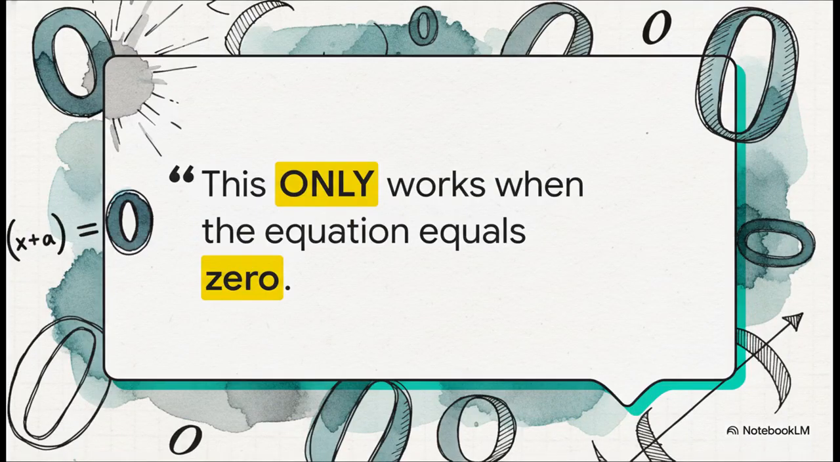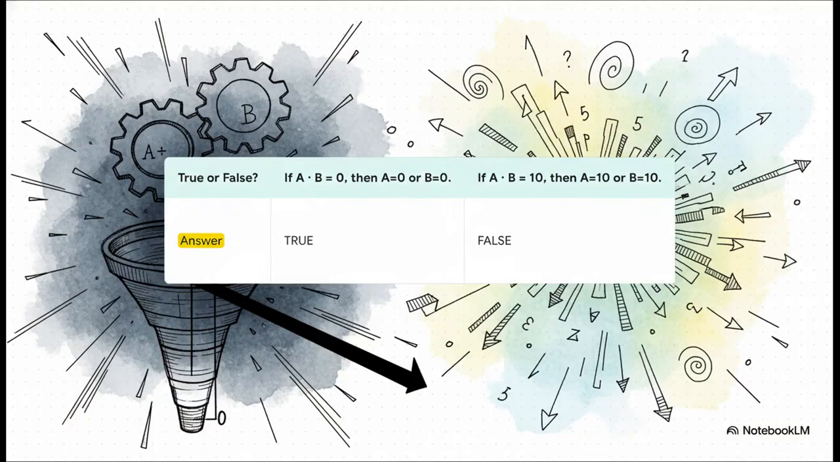And here we go. This is probably the single most important rule you need to remember. There's a reason it's called the zero product property. It only, and I mean only, works for the number 0. You absolutely positively must have your equation set equal to 0 for any of this to work. And this slide just shows you why.